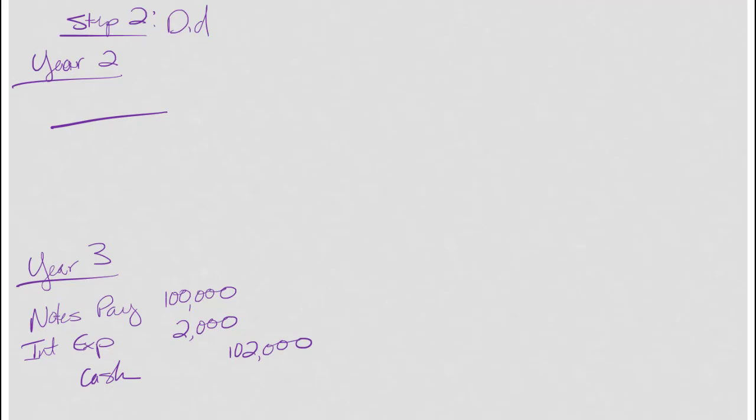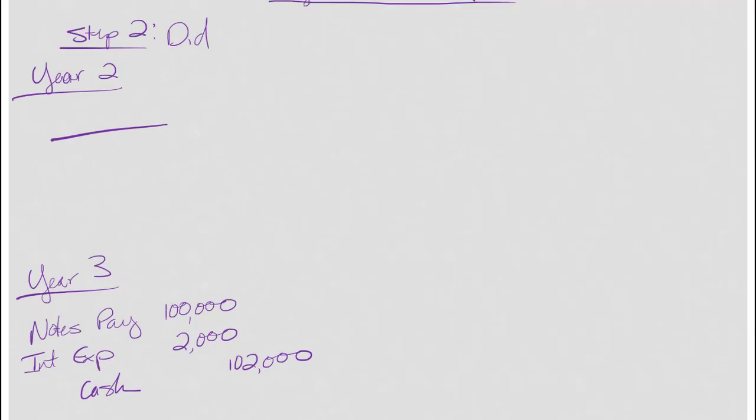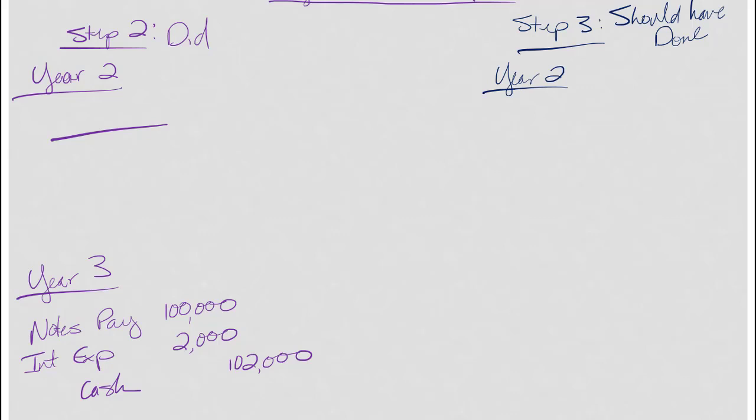Once I figured out what has been done, then the next thing I need to do, step number 3, is what I should have done. So in year 2, again, it was $500 a month. So I should have recorded interest expense of $500 and interest payable.